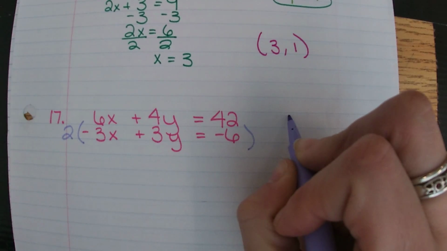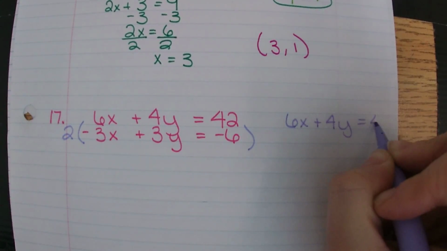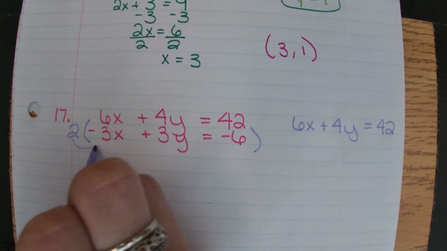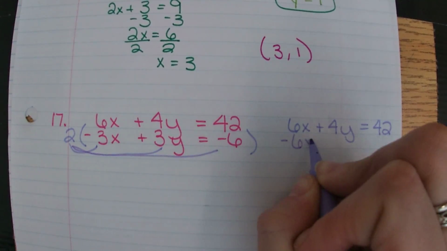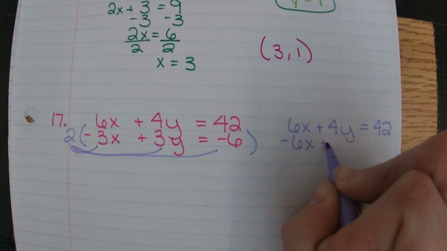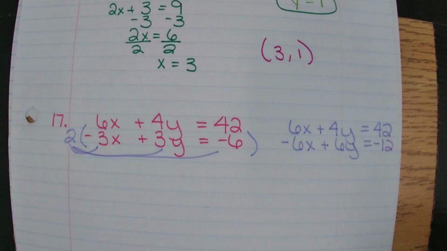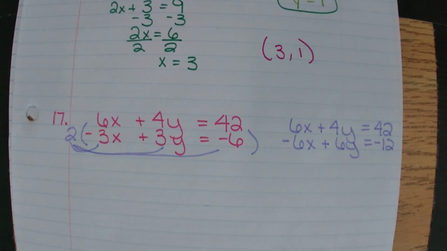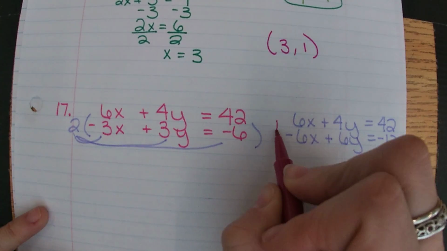So my top equation is going to stay the same as 6x plus 4y equals 42. And my bottom equation, I'm going to be distributing that 2 all the way through. So that's going to be a negative 6x plus a 6y equals negative 12. Okay, so once we've multiplied this through, we're now set up to add.